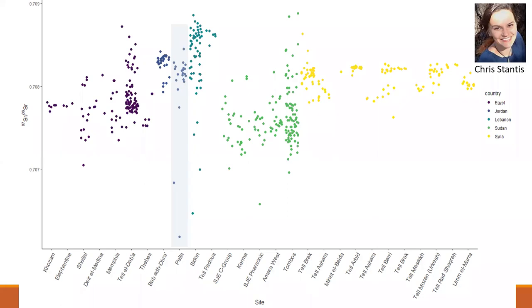This is something that Chris recently produced. This is a wonderful plot that shows all the strontium data of the region. I mean, you could wax poetic about this for a whole afternoon, but I'll just focus on Pella for the moment. And you can find this in the paper as well. You can see how similar the Pella values are to the surrounding regions. So you have Pella here highlighted in blue, and then Sidon on one side, Bab edh-Dhra on the other. Obviously, Tel Abaa values are on the same level. And then further out, you also have a lot of the Habur Basin values as well. So it's looking fairly homogeneous altogether.